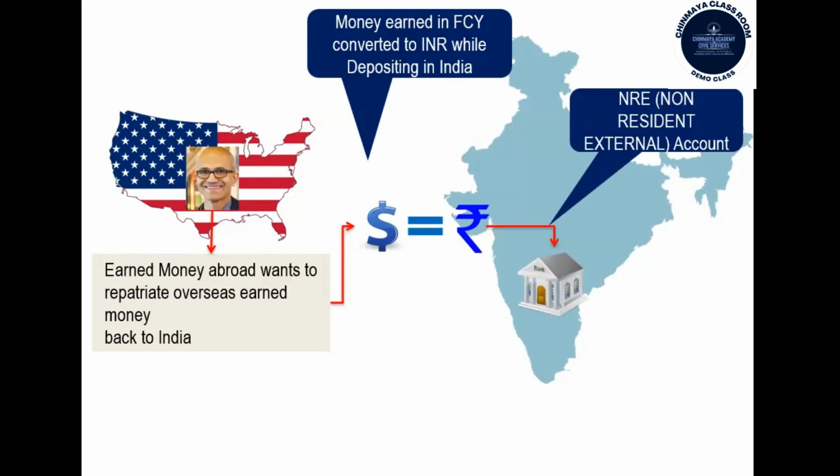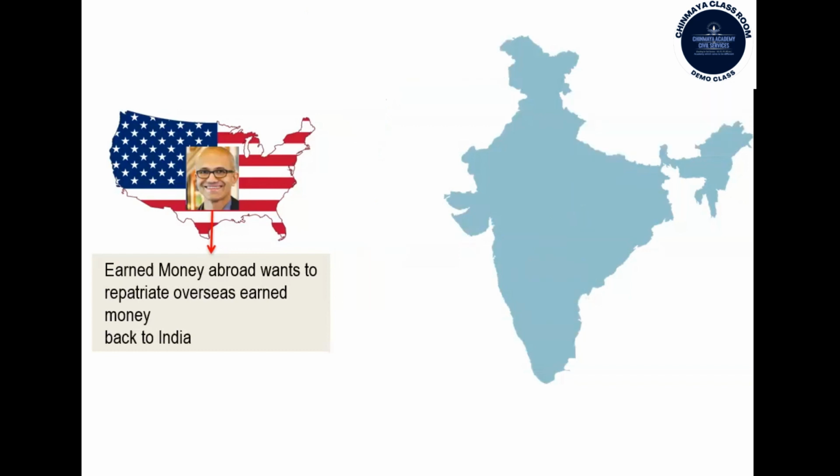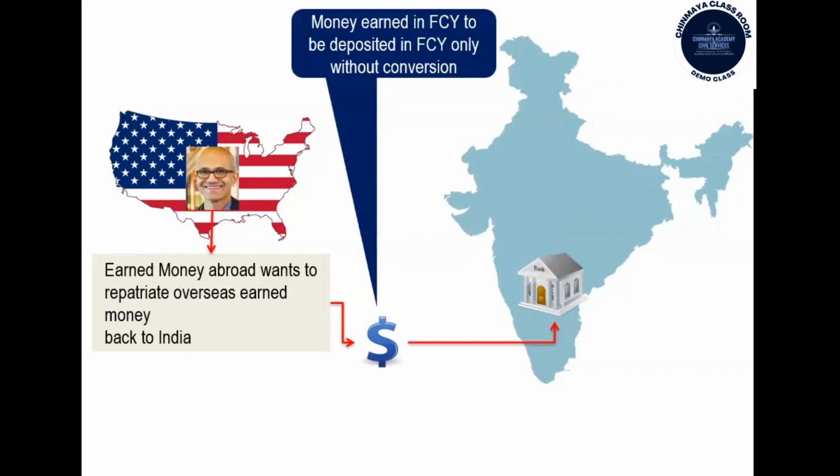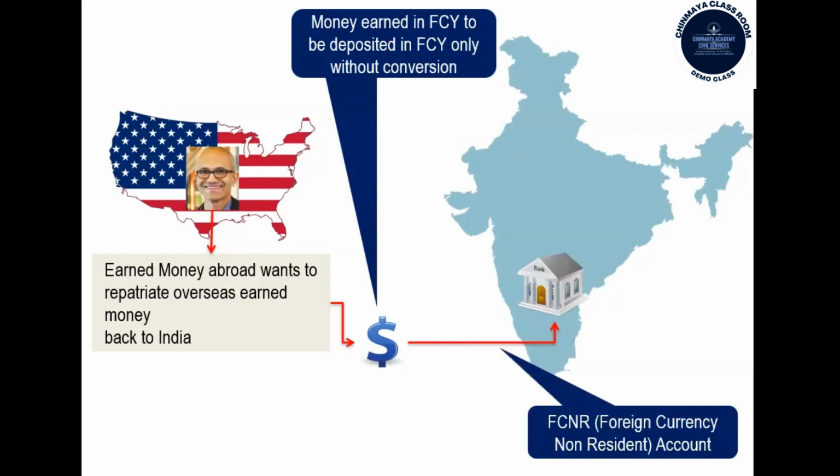So, good. Second factor is, this is NRE. Here, the NRI person says that, okay, I don't want to convert it. I want to park it as it is in dollars. It may be in dollars, pounds, euros, drams, dinars, anything else. So that type of account is called as FCNR, foreign currency non-resident account. Got it? Foreign currency non-resident account.